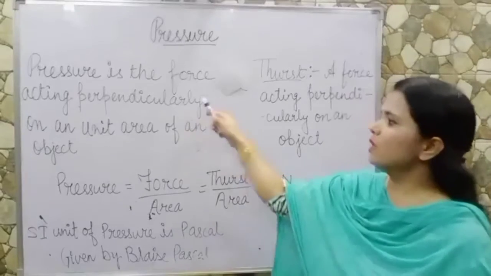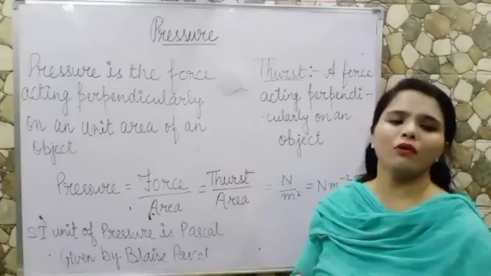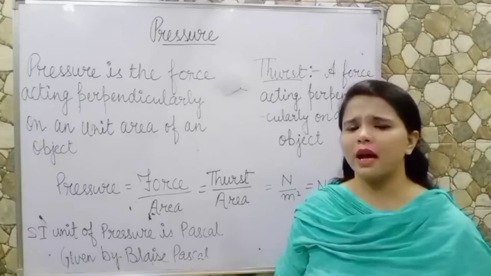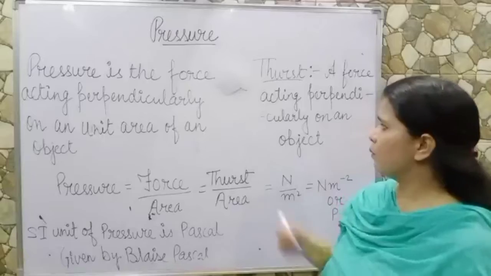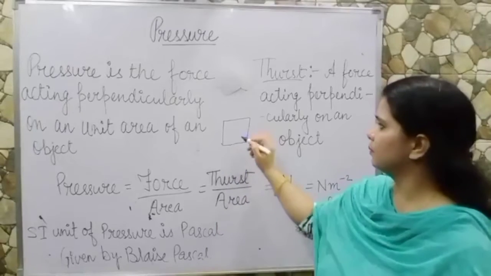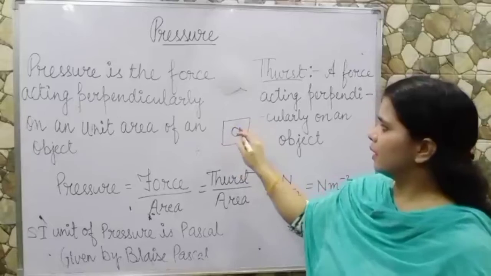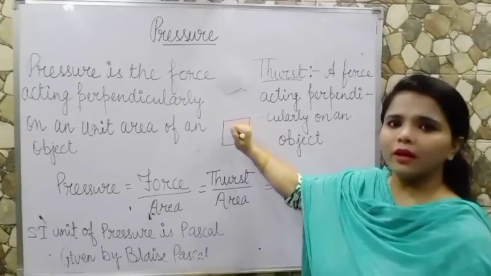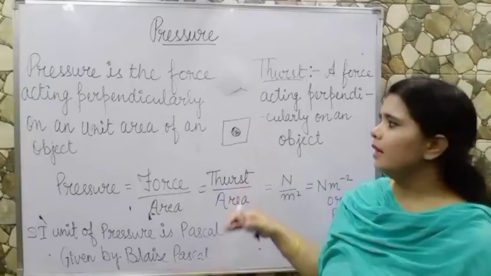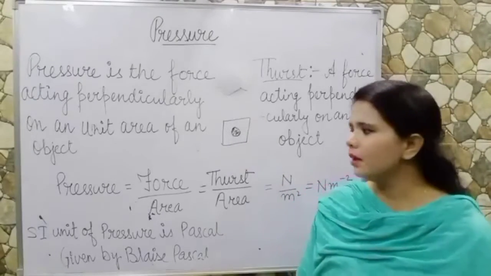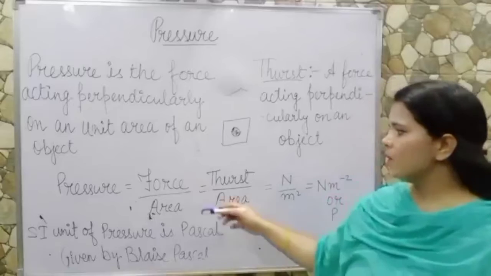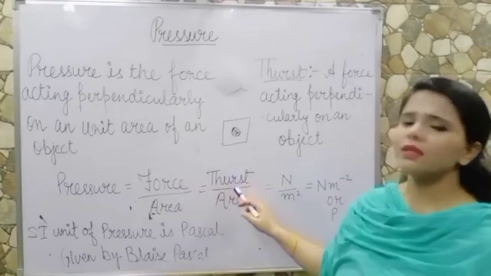Now see pressure. Pressure is the force acting perpendicularly on a unit area of an object. Means pressure is also a force, but pressure is described by an area. Suppose we have an object and we are applying a force on it by a rod, like that. And this is the area on which force is applied. Then it is said to be pressure. Got it? Pressure is force per unit area and the SI unit of pressure is Pascal. Pressure, force upon area, is equal to thrust by area.